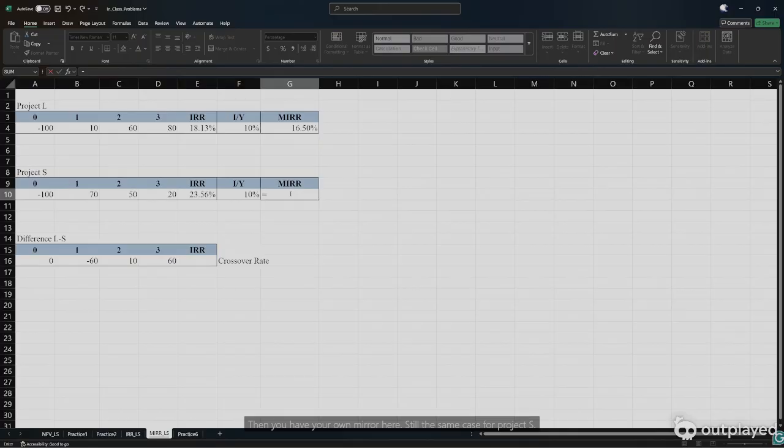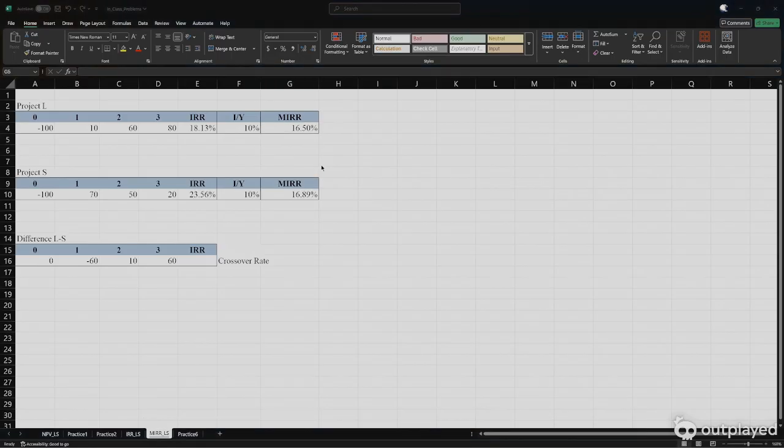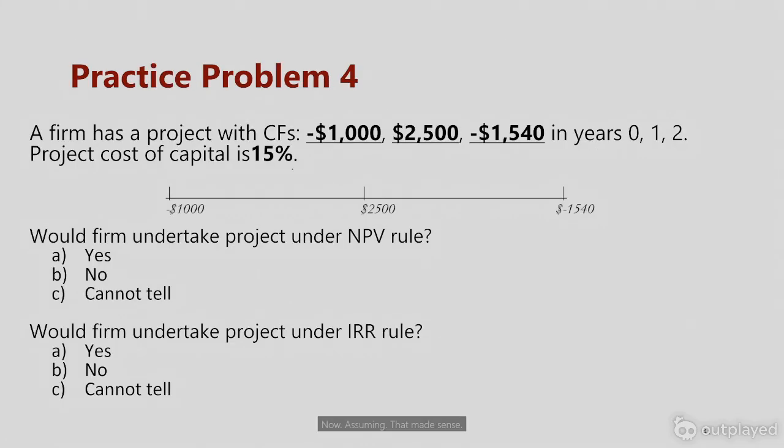Still the same case for project S. Include all the values you want to address, weighted average cost of capital twice. Then it should give you the modified internal rate of return. Now, this is extremely difficult to do on the calculator, so I would highly recommend doing this in your Excel system. Now, assuming that made sense, try to work on this one. I'll give you a couple of minutes. Now, if you have done so, then let's check it out together.